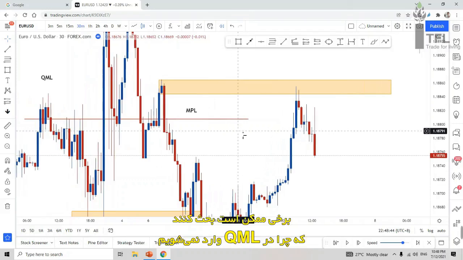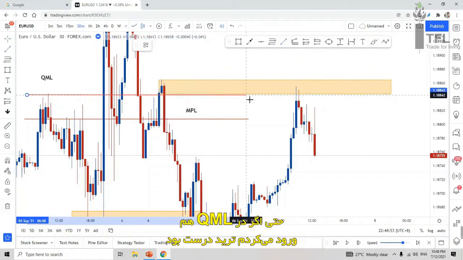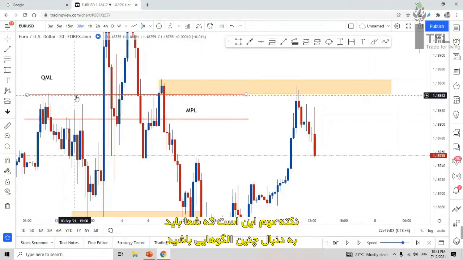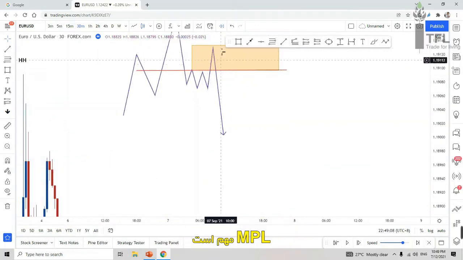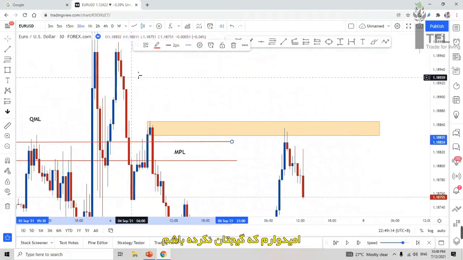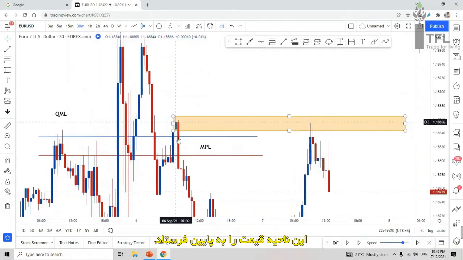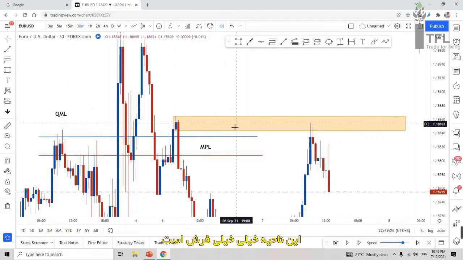So like what I told you, is it accurate? It depends on how you look at it. Some people might argue, if that's the case, why don't I just use my QML? Even if I place my entry at the QML, it's correct. But this is not the part that you'll be looking at. The important thing is that you must look for a pattern like this. This is the important MPL, maximum pain level. Hopefully I am not trying to confuse you guys. So when it comes up and plunges down, I'm looking for a zone, whatever zone that is fresh. For me, this is very, very fresh.